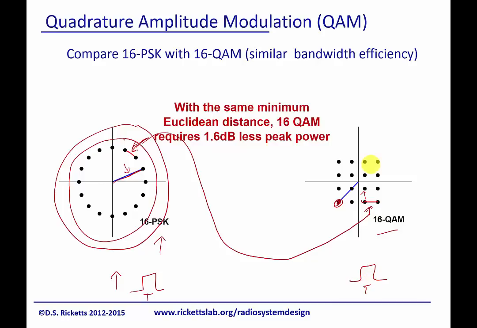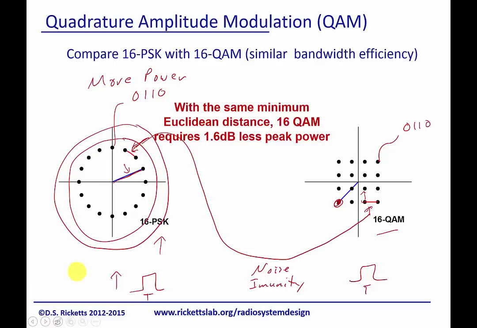They're both transmitting for each one of these 4 bits. They both have the same noise immunity. However, this requires more power. So it's clear to see that our constellation choice really does have some trade-offs between the different types.